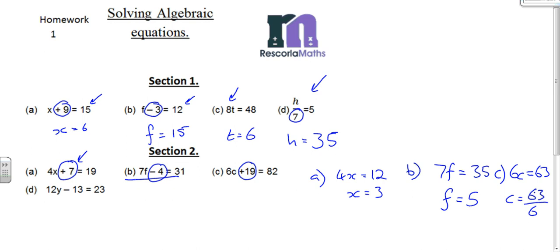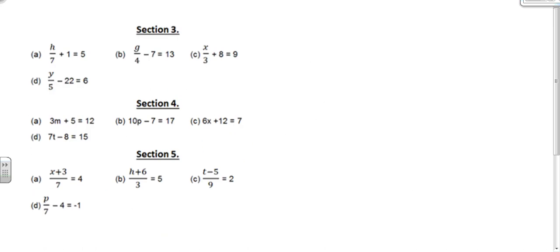Question D. So well done if you got question C right there. Question D. Step 1 is we get rid of the minus 13. So we're going to have 12y equals. The way we get rid of minus 13 is we add 13. So 23 plus 13 is going to be 36. So 12y equals 36. And then to get rid of the 12, we then divide by 12. So 1y equals 36 divided by 12, which is simply 3. So well done if you got all of those correct. Moving on to these ones.